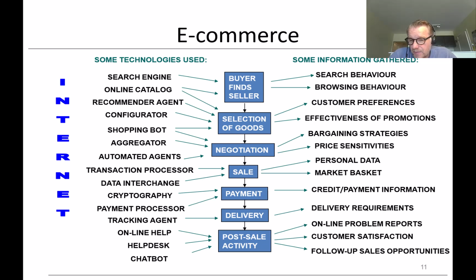There's also credit payment information that is made available, obviously. Then there's delivery requirements, like when the goods should be delivered. There will be online problem reports that are going to give us insight into customer satisfaction, and obviously also maybe some interesting follow-up leads or sales opportunities. So you see to the left, we have the various technologies used, and to the right, we have all the information that is gathered and which can be analyzed using artificial intelligence.